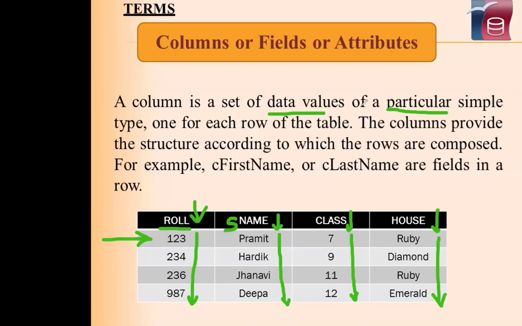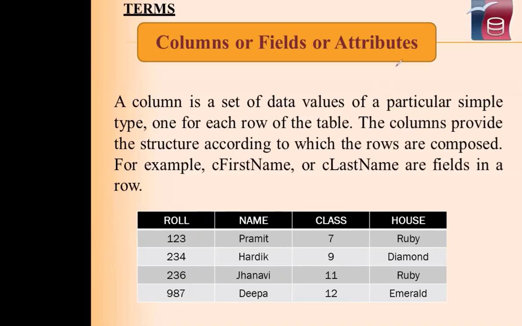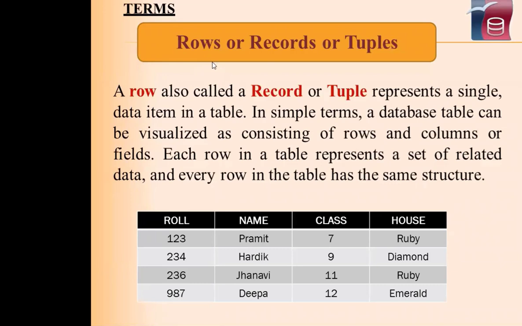Now, when we talk about this column, there are certain words which you have to be familiar with. A column is also called a field. So we can also consider roll number as a field, name as one field, class as another field, and house as the fourth field. So we can either consider them as fields or we call them columns. There is a third term which is used, that's called attributes. So three terms are exactly the same. Columns, fields, or attributes mean exactly the same. Then we have rows.